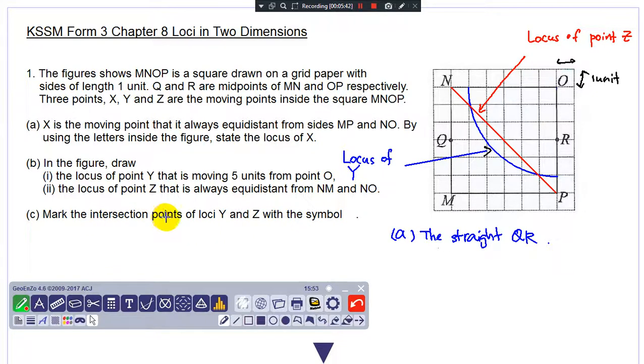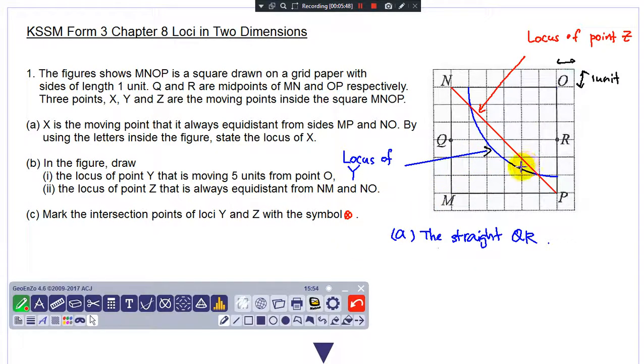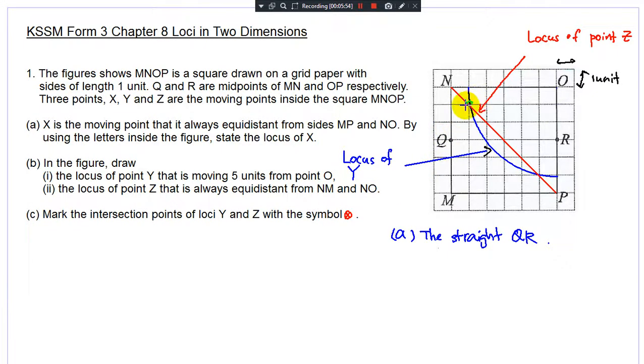Mark the intersection of the loci Y and Z with a symbol. Okay, use this symbol. So we need to find the intersection point between these two loci. So the answer will be here, and another one will be here.